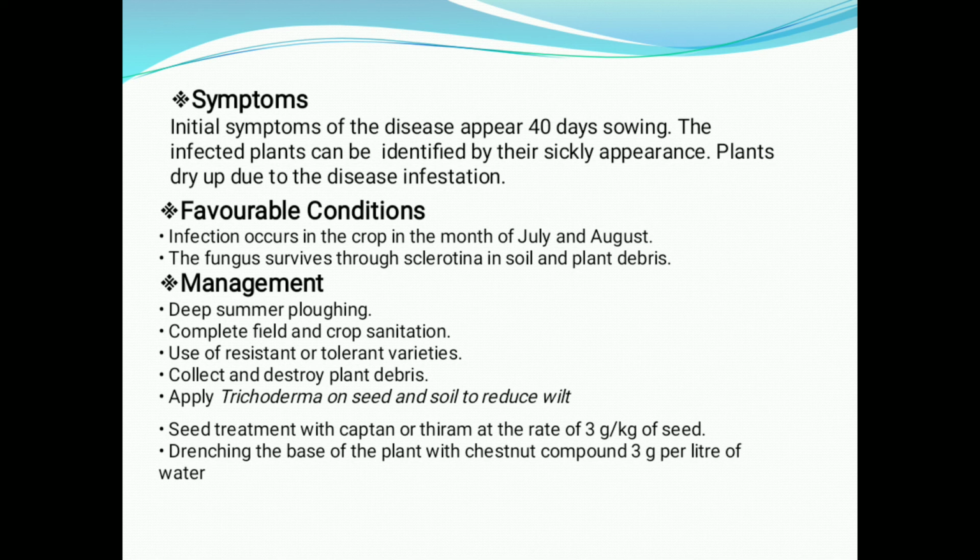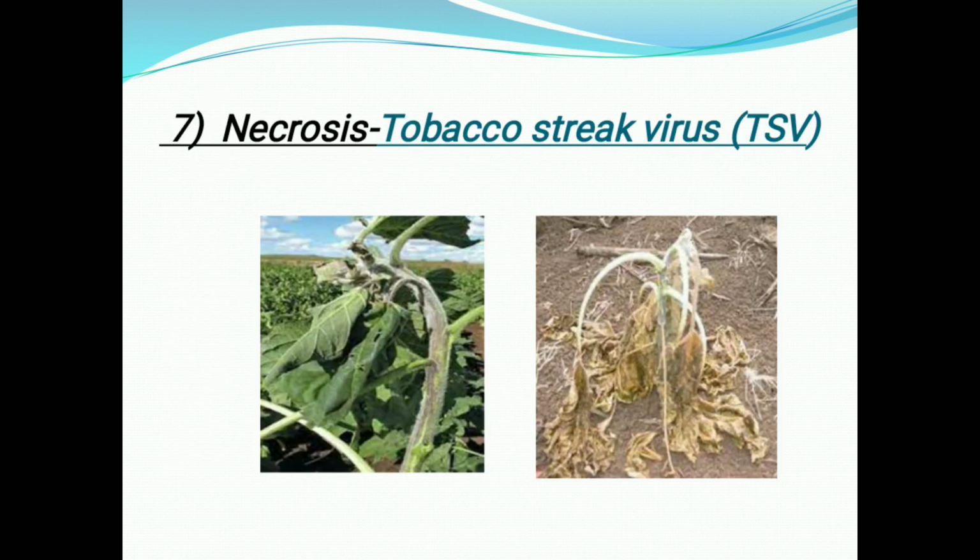Management: deep summer plowing, complete field and crop sanitation. Use of resistant and tolerant varieties. Collection and destruction of plant debris. Apply Trichoderma on seed and soil to reduce wilt. Seed treatment with captan or thiram at the rate of 3 gram per kg of seed. Drench the base of the plant with a fungicide at 3 gram per liter of water.